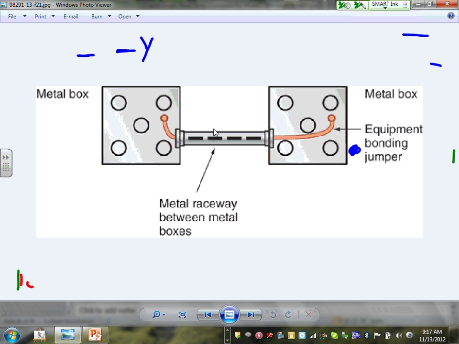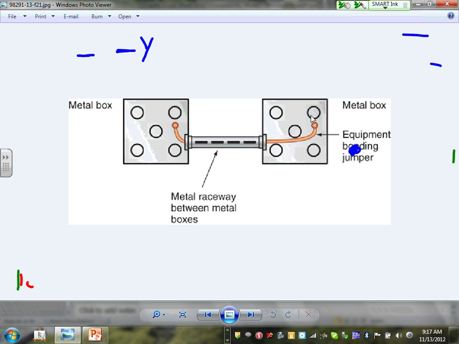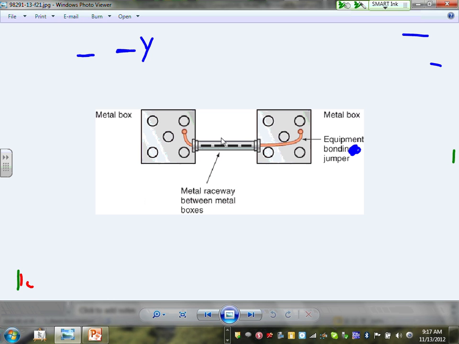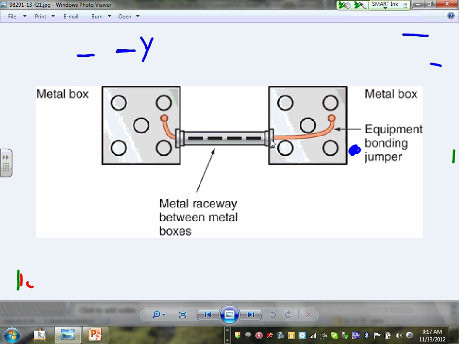Okay, here's how bonding is, guys. You have two boxes. You have an EMT metallic raceway between metal boxes. Equipment grounding conductor: if it's non-metallic here, it's a must. If it's metallic, then they have to be bonded on both sides with the right fittings.